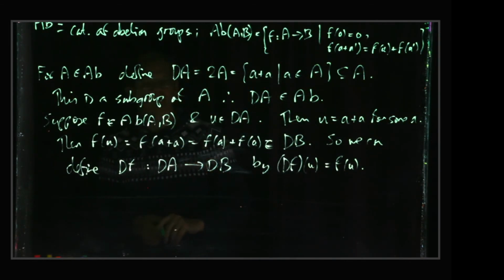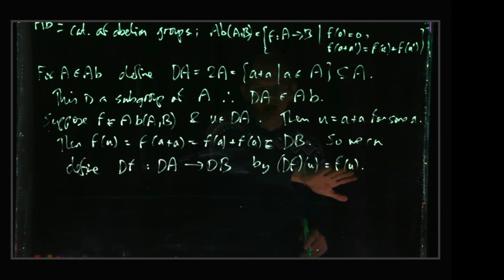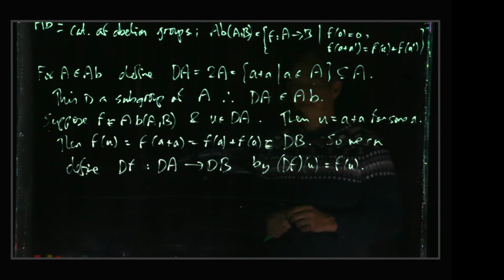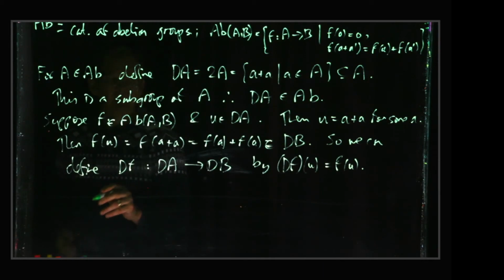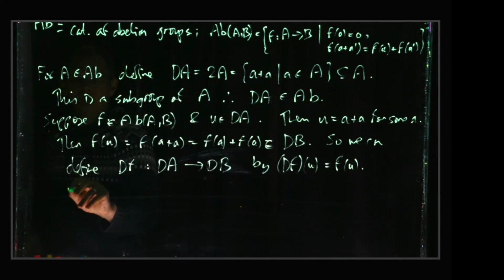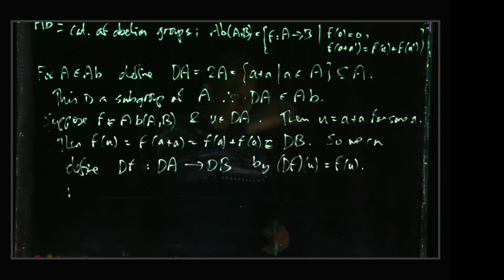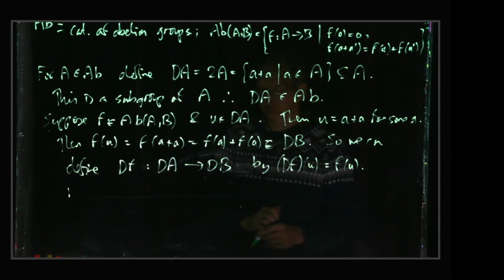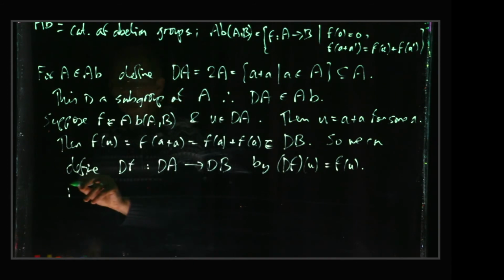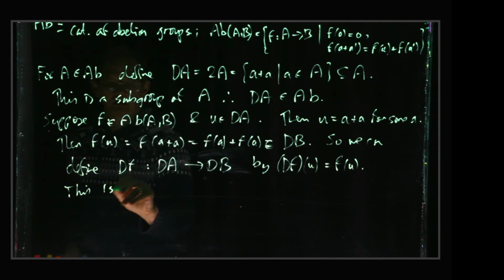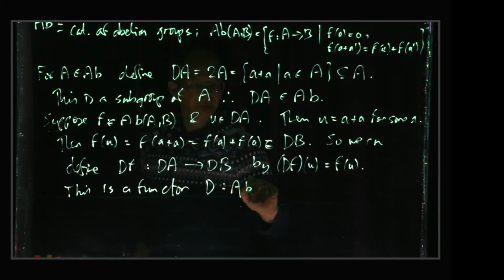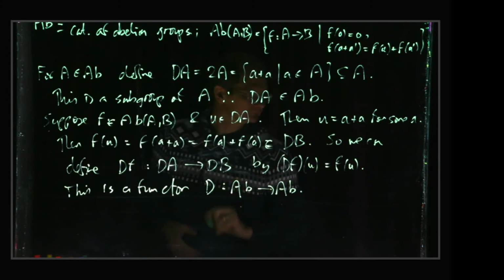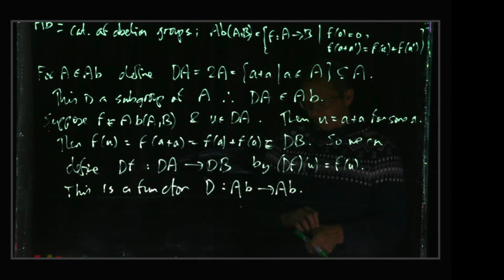The point to check is that f(u) really lies in D(B), but that's what we just did here. So we've got a function like this. And then from this, it's easy to see that D of the identity is the identity, and D(g composed with f) is D(g) composed with D(f). So this is a functor D from Ab to Ab.